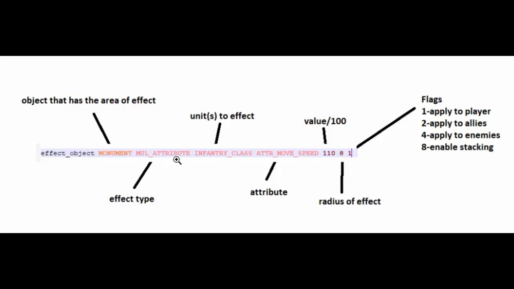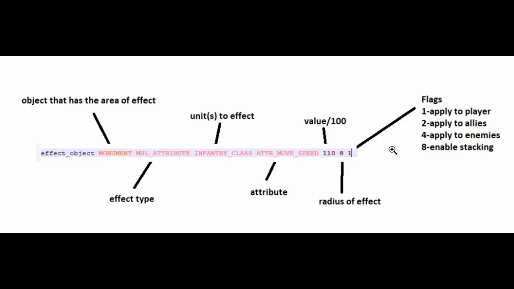You just say what you're doing. For example, the attribute, you apply it to infantry class. You apply the effect that you want, for example, move speed, work rate, regeneration. But it doesn't have to be limited to that. It could work for basically any attribute. The value, and the radius of that object in which the effect will be taking place.